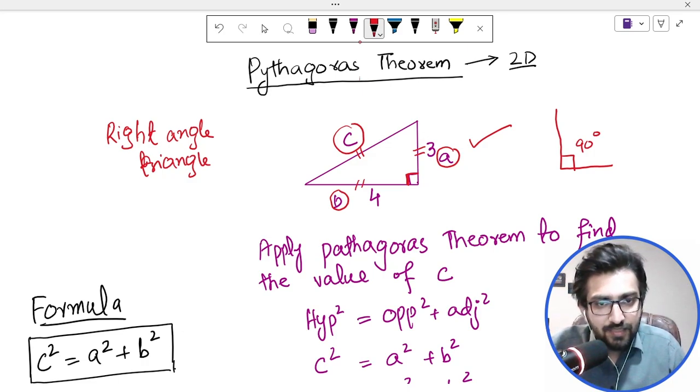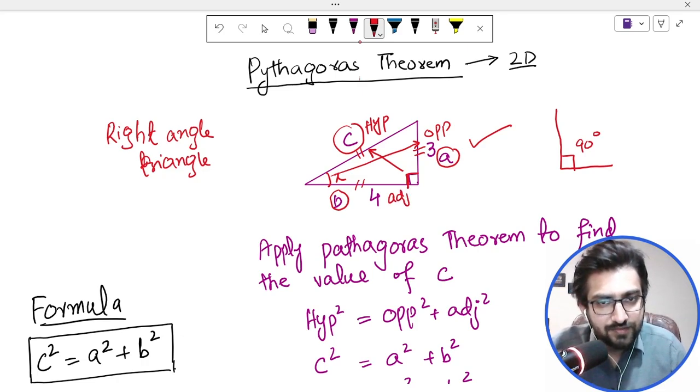Last time I explained that opposite to the 90-degree angle is the hypotenuse, and let's say this is the given angle x, so opposite to that will be the opposite, and the last one is the adjacent. So these are the three names of the three sides of a triangle. I also explained that the hypotenuse will be the longest side of a triangle. You can see the hypotenuse, this is the longest side.